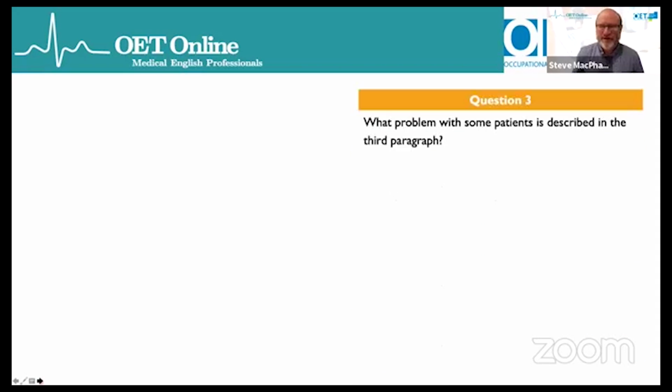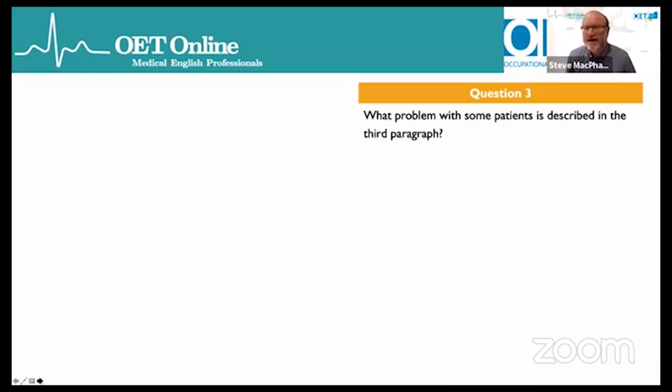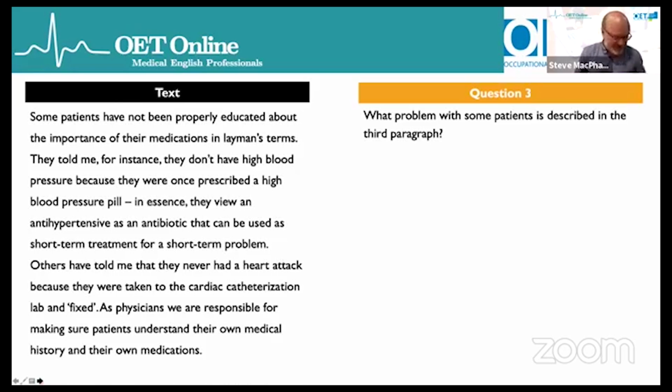All right, let's continue. So that's the two strategies, QTA and QAT. So now we'll go to our next question. What problem with some patients is described in the third paragraph? So we're looking for a problem here, everyone. So there's your text. Let's go for the same procedure. Give you 1 minute, and we're looking for a problem here, everyone. So you may skim through and see if you can find out what the problem is. All right, read the text, everyone.